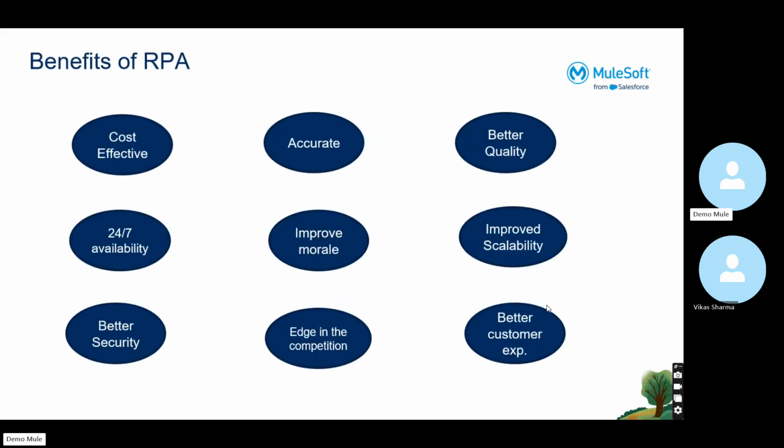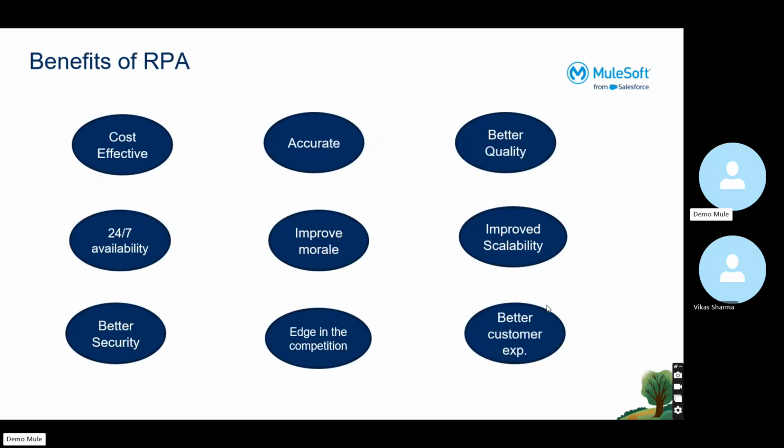So what are the benefits of RPA? One of the benefits is obviously that it is cost effective. Getting work done by bots instead of humans is more cost effective. Humans are prone to errors, but machines do the work accurately, resulting in better quality of work as well. And unlike humans, machines can work 24 by 7 without taking any rest.